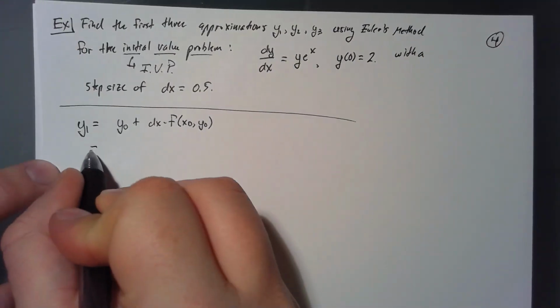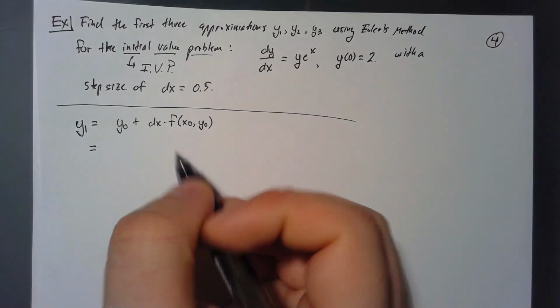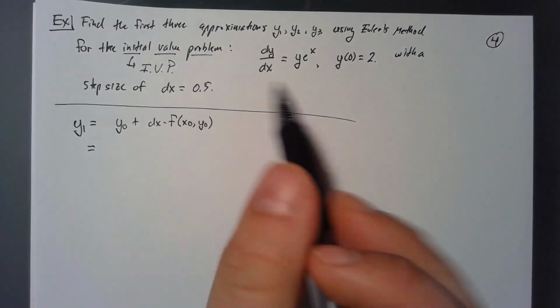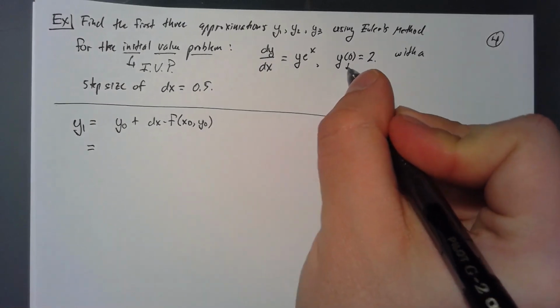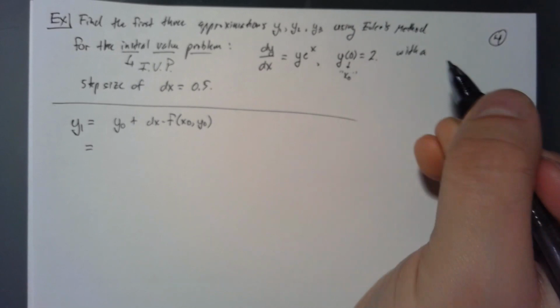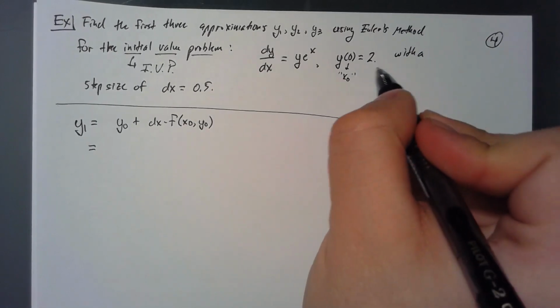Alright, so what is y sub 0? It's 2. This is x sub 0, right? That's x sub 0. This is y sub 0.